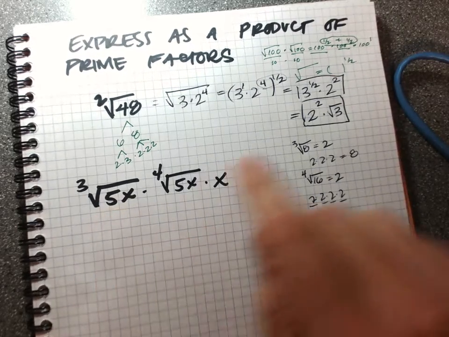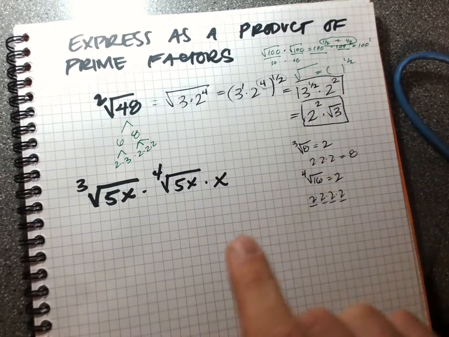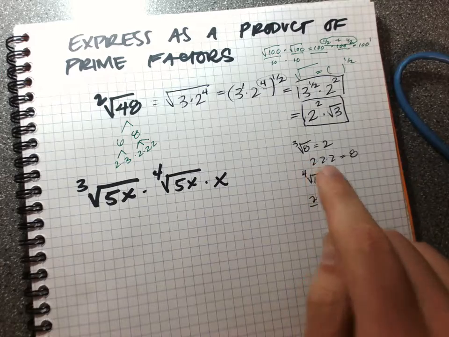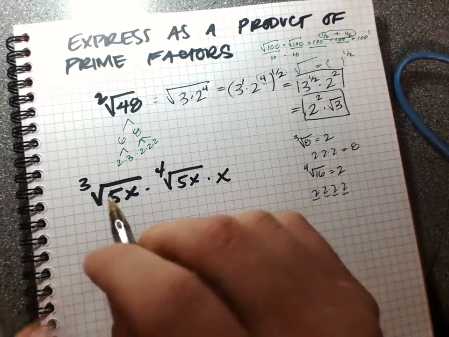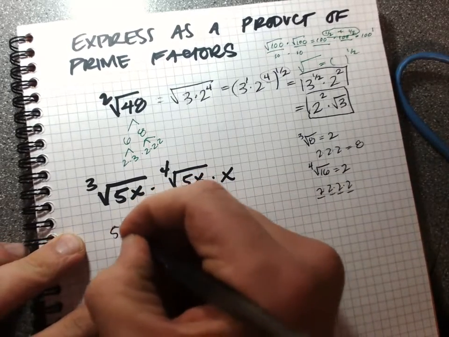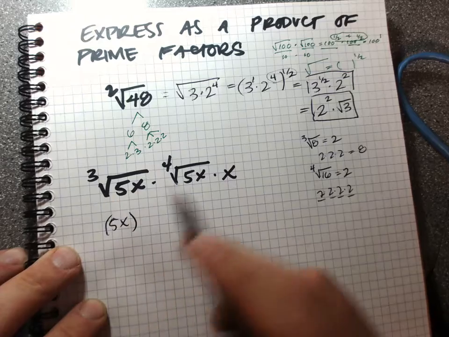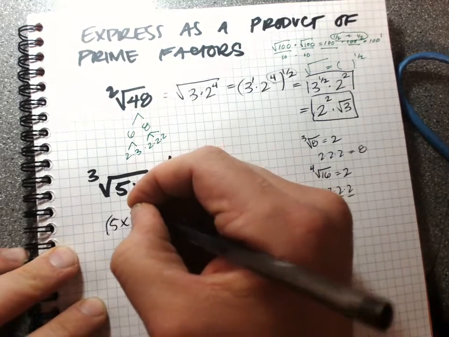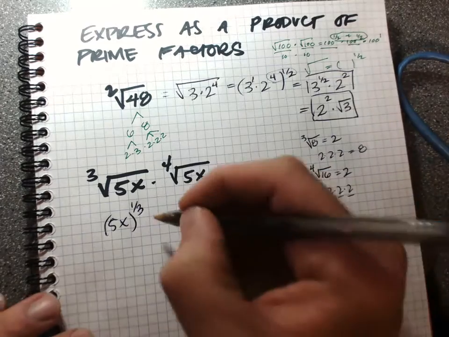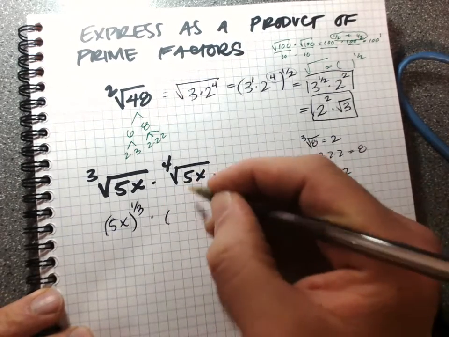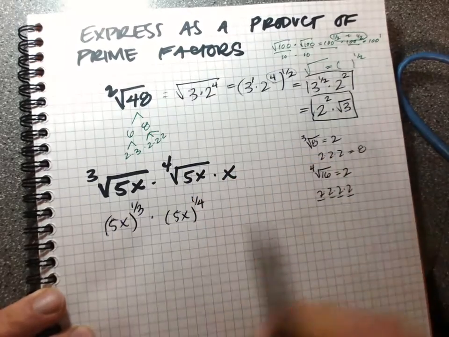Now, the 3rd root, we talked about the square root being 1/2 as an exponent, and what this means is, I think it's probably best if I write 5x, and then the 3 up here, the cube root, is the 1/3 power. And then the 4th root is the 1/4 power.